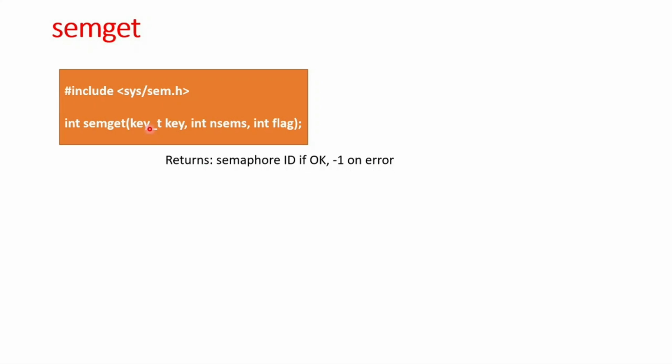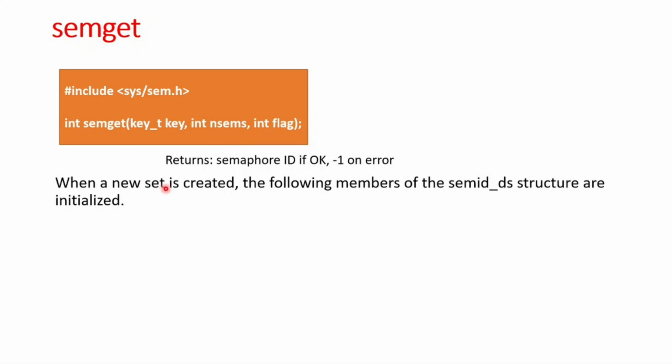As you all know, the key generation is something we saw in our previous video when I explained the System V IPC mechanisms. This is a general way of creating a key for all three IPC mechanisms: message queue, shared memory, as well as semaphores. The key is passed as an argument to the semget function, and when a new set is created, the following members of the semid_ds data structure are initialized.